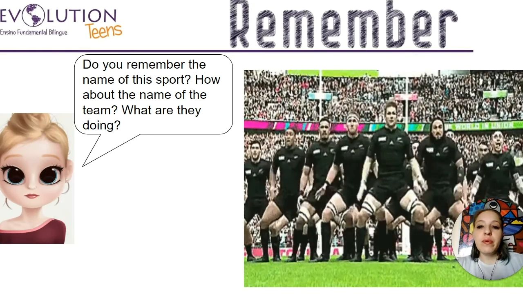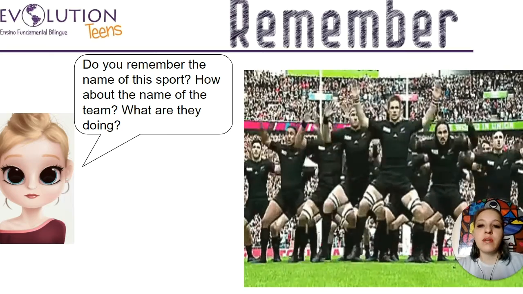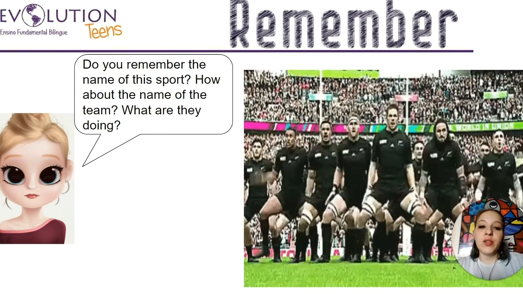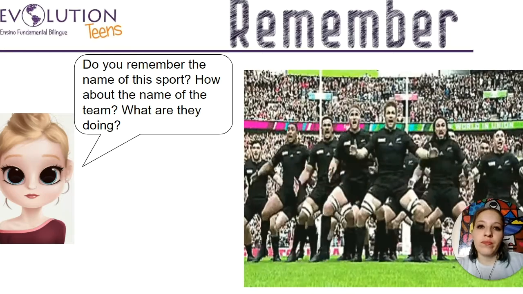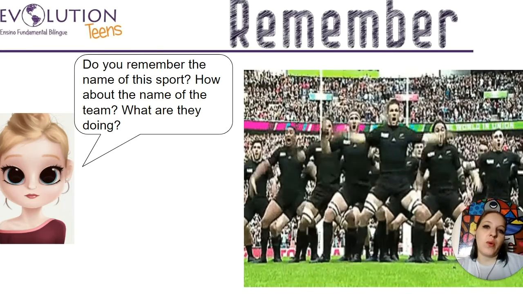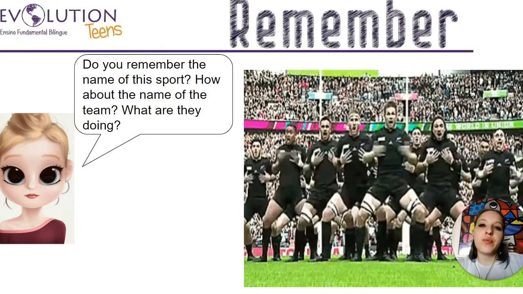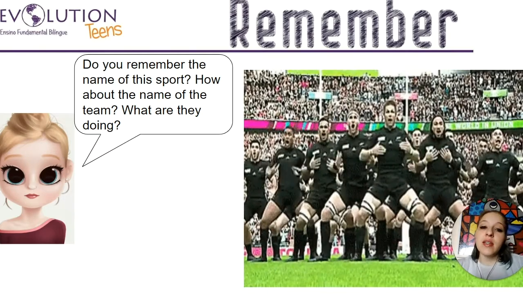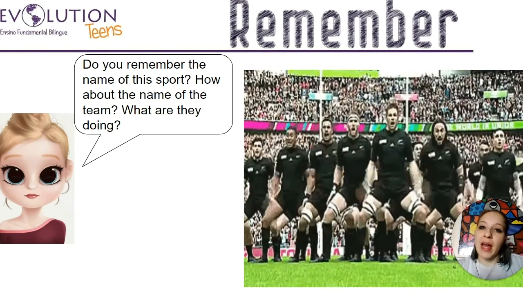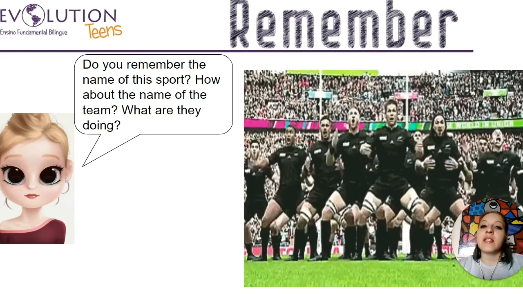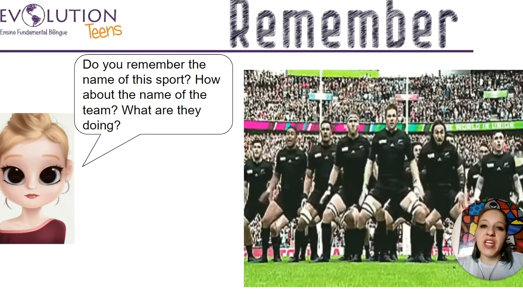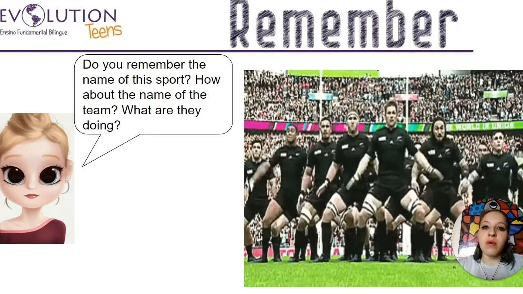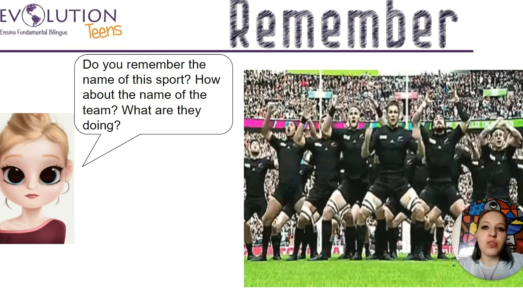So do you remember the name of this sport? How about the name of the team? And what are they doing in this picture? So in New Zealand, we talked about rugby, that is a famous sport there. And this team name is All Blacks. And in the beginning of each game, they do the haka. It's a famous and indigenous dance there.